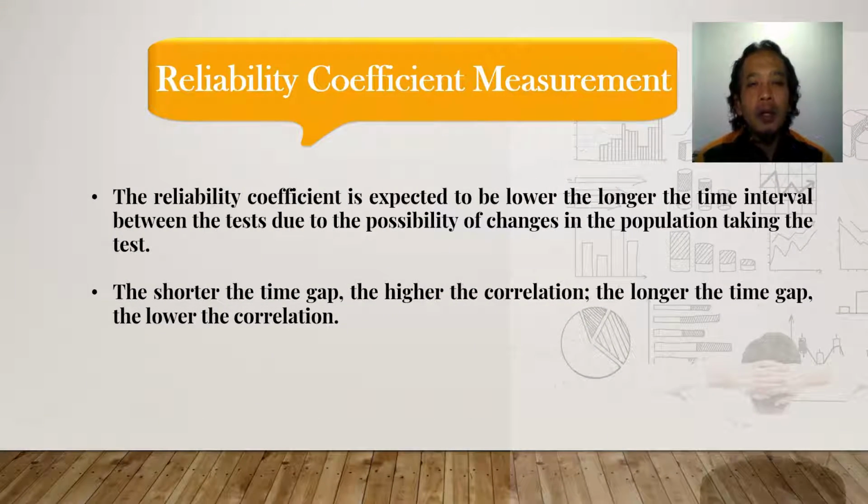When we talk about reliability coefficient measurement, the reliability coefficient is expected to be lower the longer the time interval between the tests, due to the possibility of change in the population taking the test. The shorter the time gap, the higher the correlation. The longer the time gap, the lower the correlation.